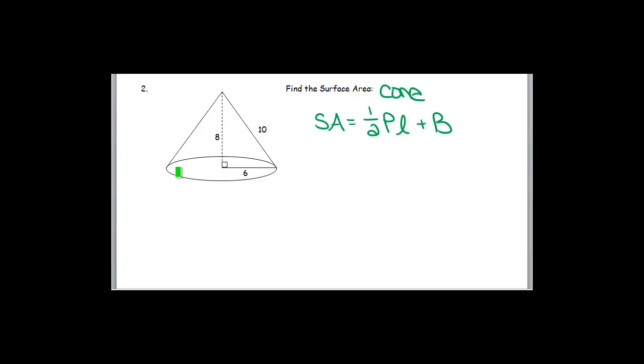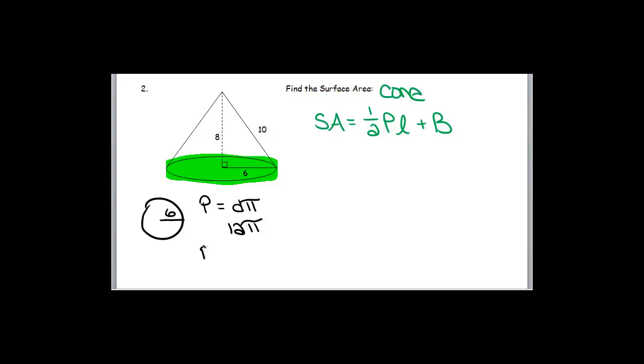Again, our base is the circle. So off on the side, let's go ahead and take a look at that circle. It has a radius of 6. So when we want to find our perimeter, that's our circumference, so we really need d pi. The diameter of that circle is 12, so P is 12 pi.